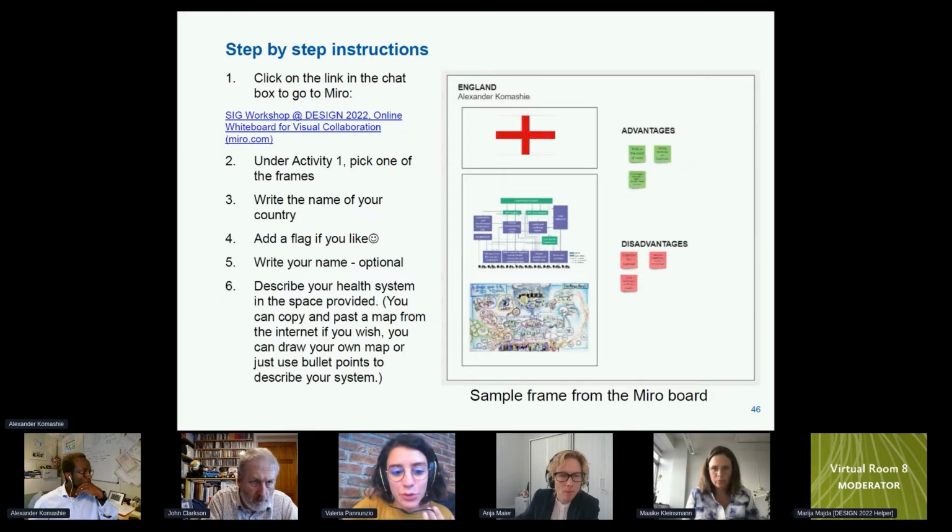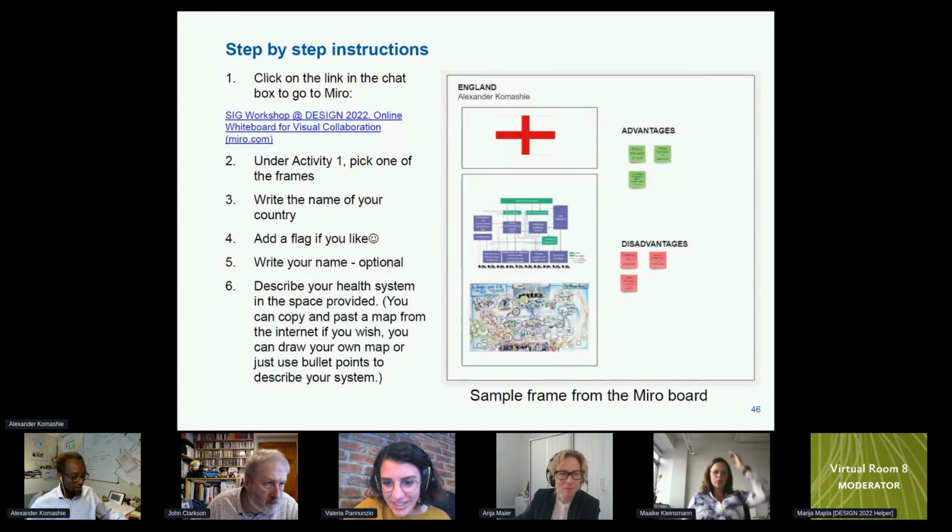I am tempted to go to the Netherlands, to the Dutch one as well, having experienced both healthcare systems in Italy and the Netherlands. And if I'm allowed, I would like to go ahead and add a few notes. Thanks. I think there's enough there. You can join me, Valeria. We've got a few more spare frames. Valeria can join me in the Dutch one.